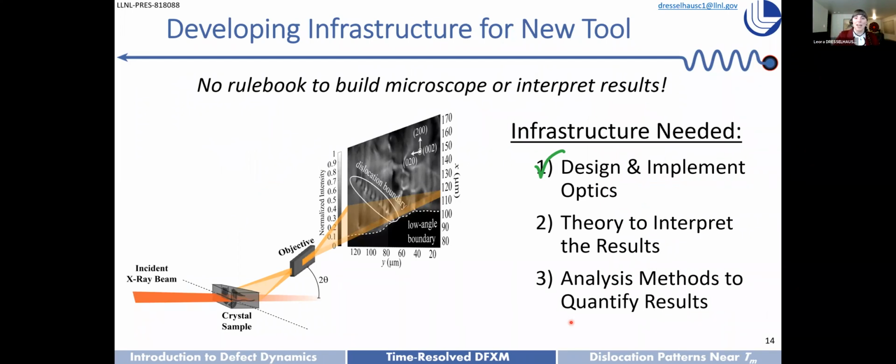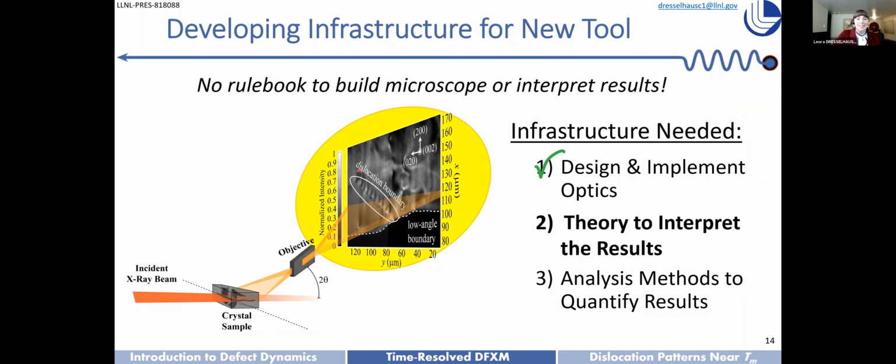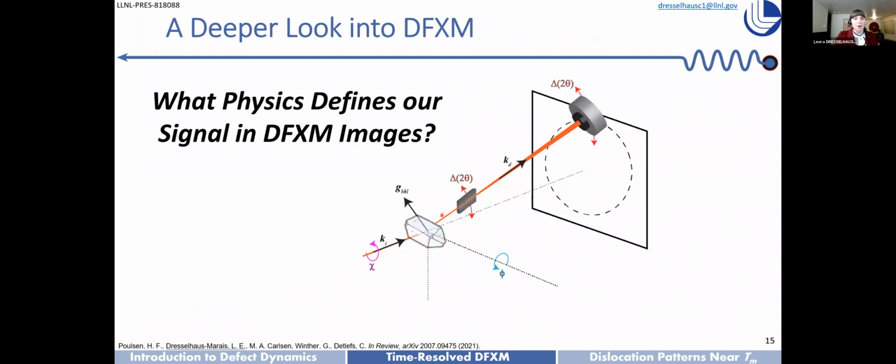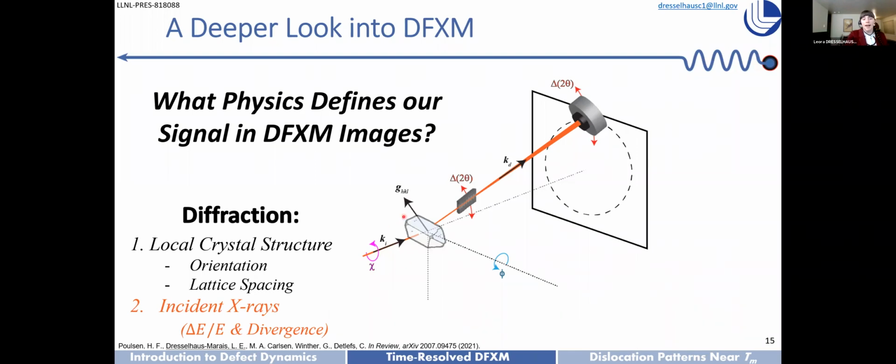So now we'll give ourselves a check and move on to the next question, which is, of course, now that we can collect these beautiful images, how do we understand what we're looking at? Because, of course, reciprocal space is a big place, and we're only sampling it at one single distribution. So to answer that question, we looked specifically at a deeper look at the contrast mechanism here. So we started off looking at the schematic, asking ourselves what exactly is the physics that defines a signal in these DFXM images, and that corresponds to classical X-ray diffraction, so sensitivity to the local crystal structure and incident X-ray beam.